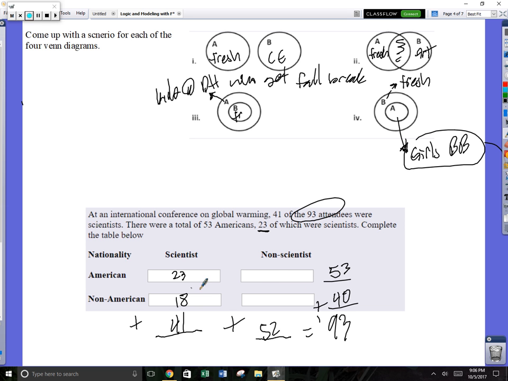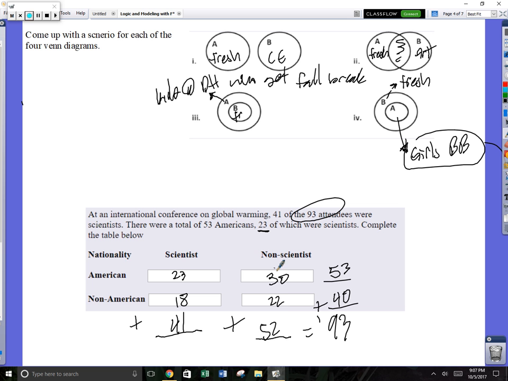And I could go horizontally. 23 were American, and I know there were 53 there that were American. So 23 of them were scientists, and 30 of them were non-scientists. I know there were a total of 40 people non-Americans, 18 were scientists. So if I go 40 minus 18, that gives me 22.